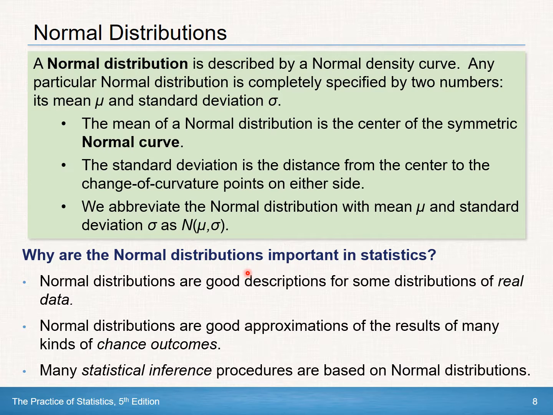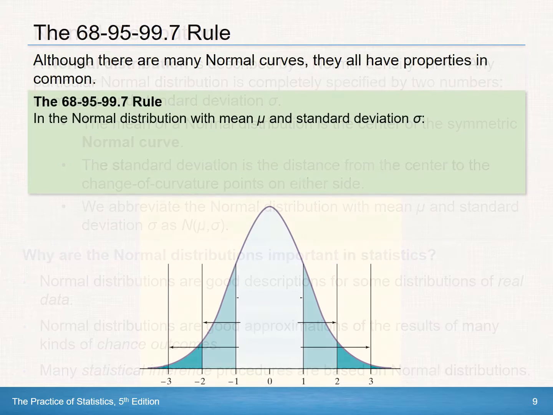So why are normal distributions important in statistics? We will use these the entire year. Our year is basically based on these distributions. Normal distributions are good descriptions for some distributions of real data. Normal distributions are good approximations of the results of many kinds of chance outcomes, and many statistical inference procedures are based on normal distributions. So what is so good about a normal curve?